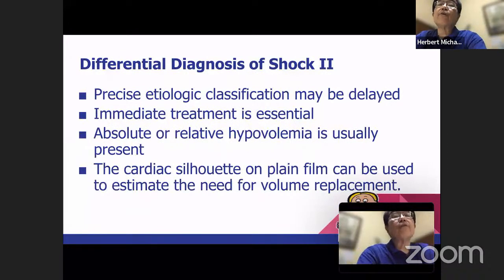So the precise etiologic classification may actually be a bit delayed if you want to identify it, because the immediate treatment is very essential. Absolute or relative hypovolemia is usually present, and that's the reason why fluids is always the mainstay in the initial management of shock. If you are able to do a chest X-ray, looking at the cardiac silhouette on the X-ray film can make you understand or make you feel assured whether or not you really need volume resuscitation.